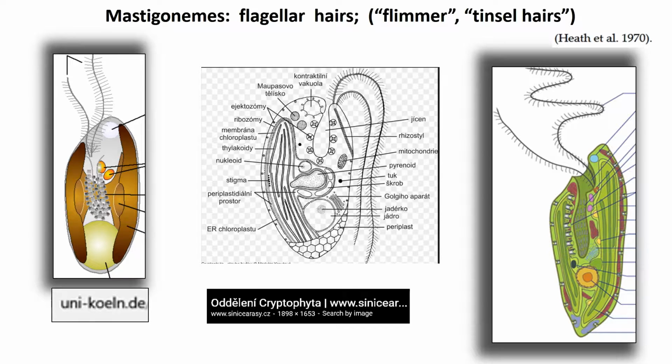In German, these objects are referred to as Flimmer or Flimmern, meaning flicker or glimmer. They are also known as flagellar hairs or tinsel hairs. It has been postulated that the mastigonemes improve the locomotor capability of the flagella by increasing their effective surface area.